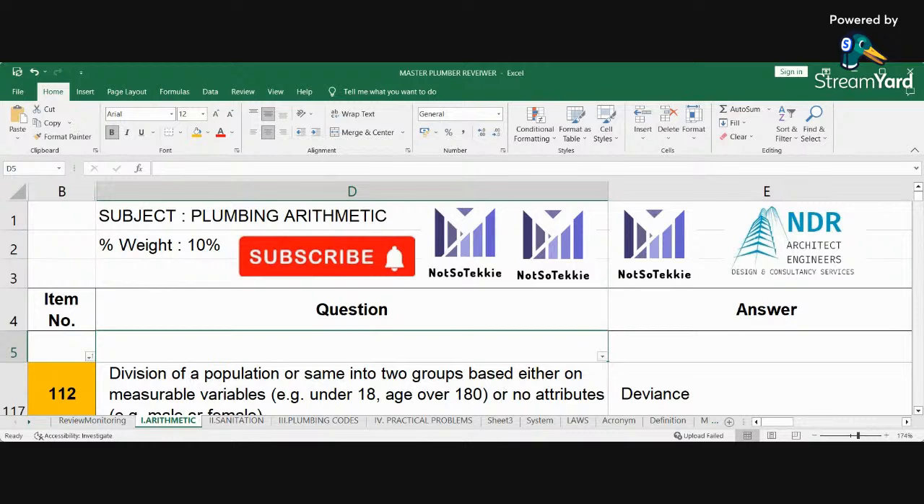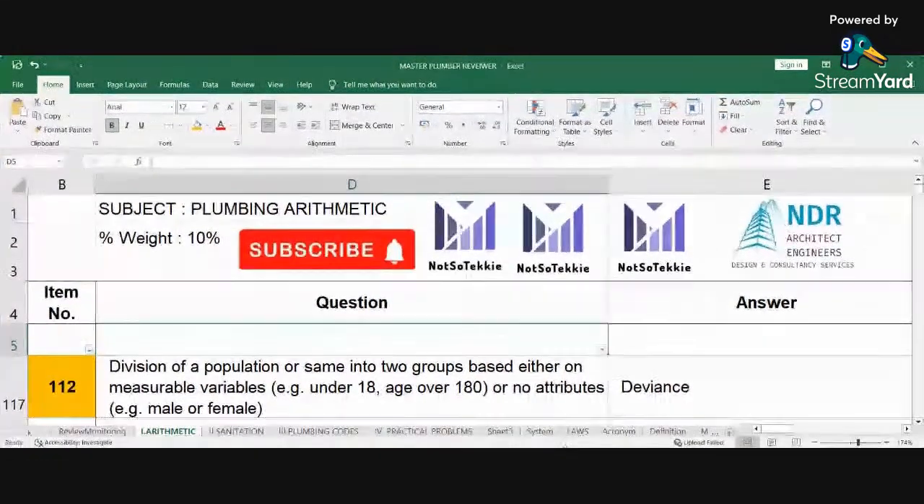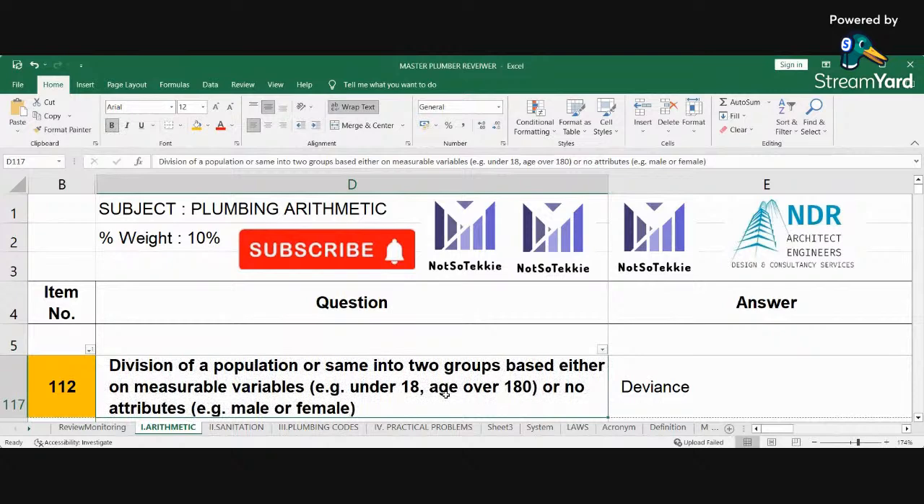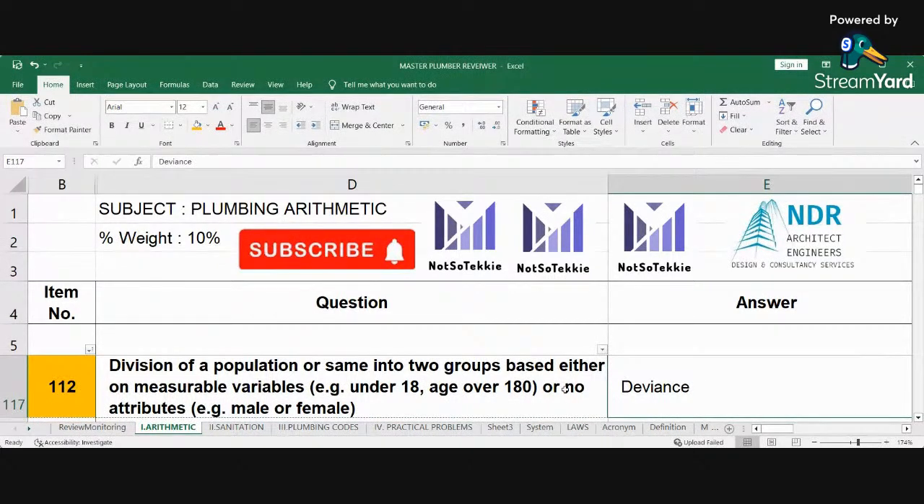Uy, mahaba ito. Hindi siya makita yung buong tanong. Yan. Division of a population or sample in two groups based either on a measurable sample given under age 18, age over 180, or no attributes, sample given male or female. The answer is deviance.